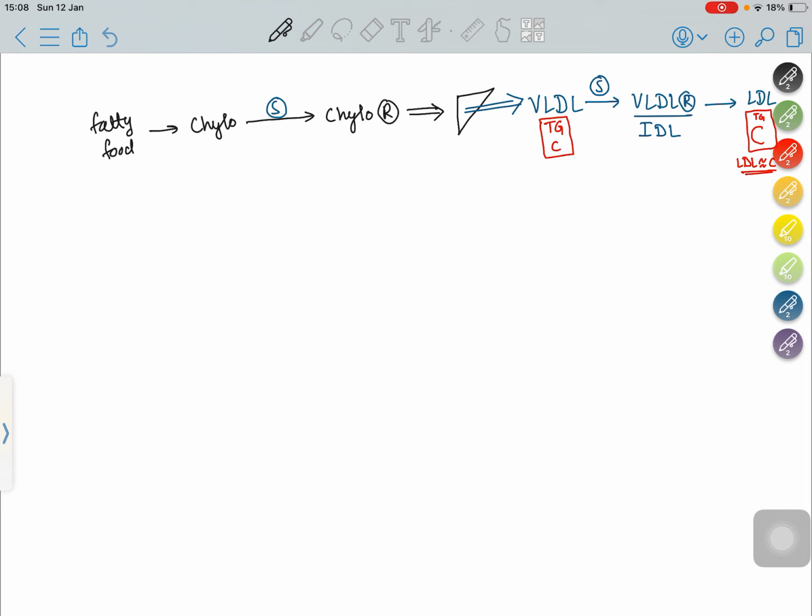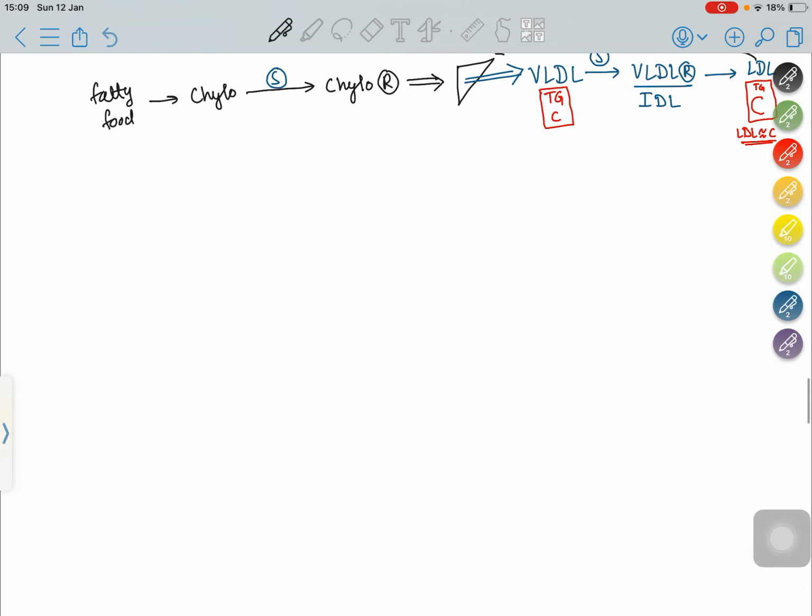Now remember, this LDL is either fully taken up by the cell, or the LDL which is left in the bloodstream would be taken up by the liver. Now we would discuss HDL afterwards. First let's finish this. So remember this chain, and now we jump on to the table.